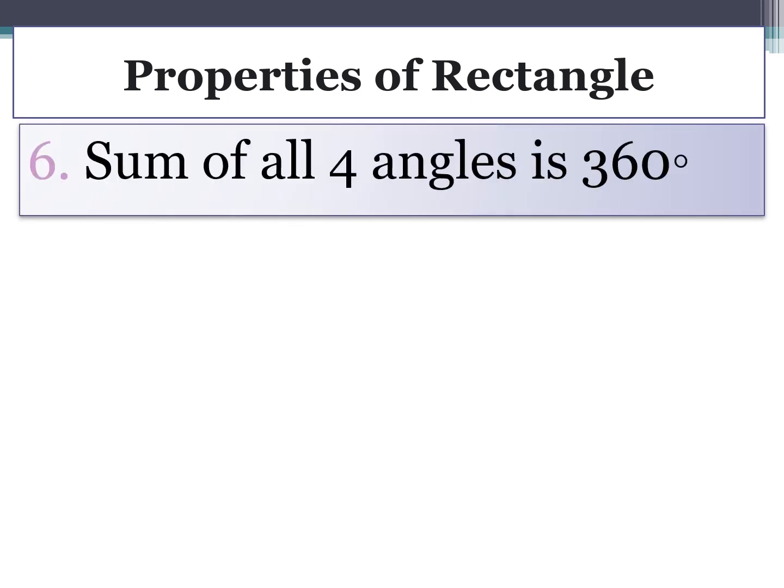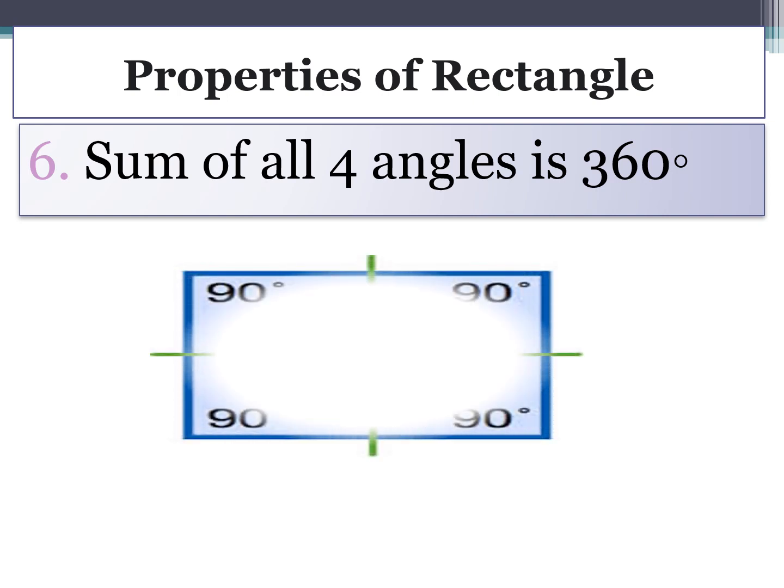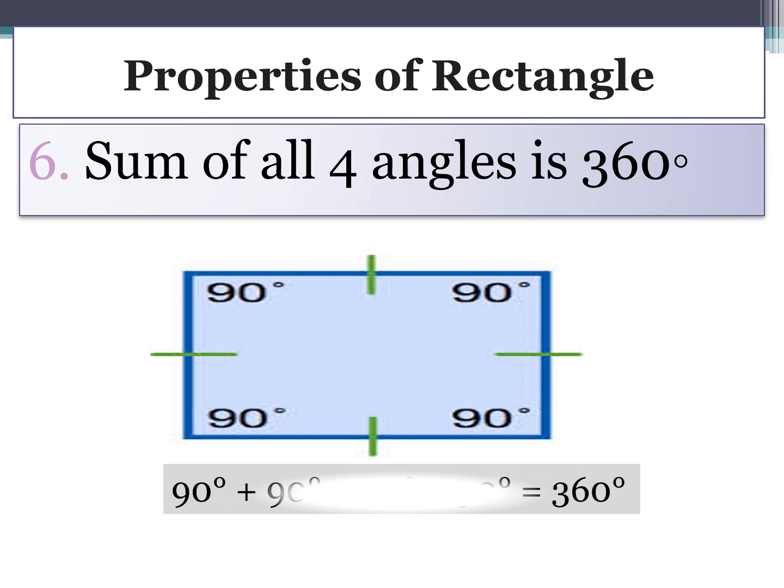The next property of a rectangle is that the sum of all four angles in a rectangle is 360 degrees. You can see the figure of a rectangle on the screen. As there are four right angles in a rectangle, when we add 4 times 90, it would be 360. In this way, we can say that the sum of all four angles is equal to 360 degrees.